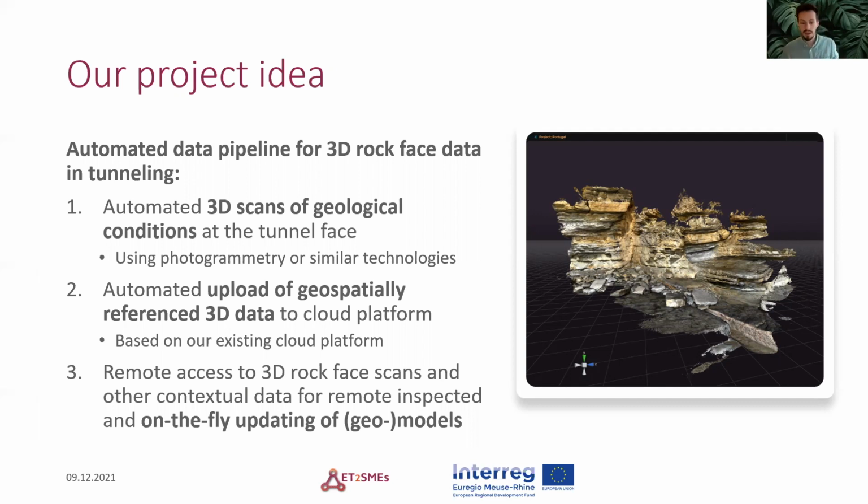The first one would be an ideally automated and very quick step of gathering 3D scans, such as through photogrammetry at the tunnel phase. The second step would be to geospatially reference this new data and upload it to our cloud platform. And then the third phase would be that over this cloud platform, we make this available remotely for experts so that they can make decisions on it and also update existing models on the fly or create new models, for example. Next slide, please.